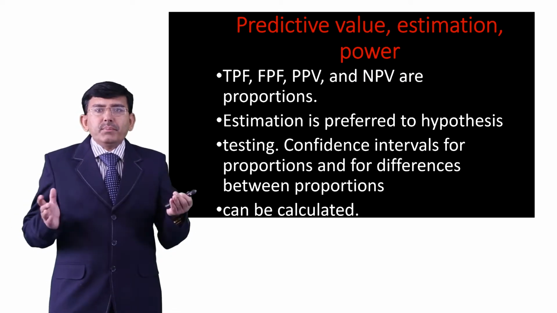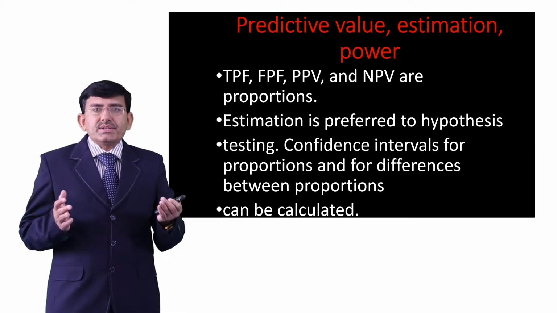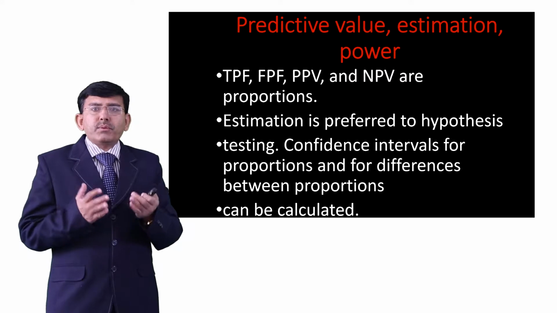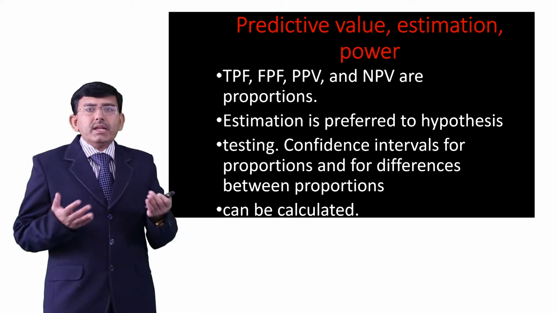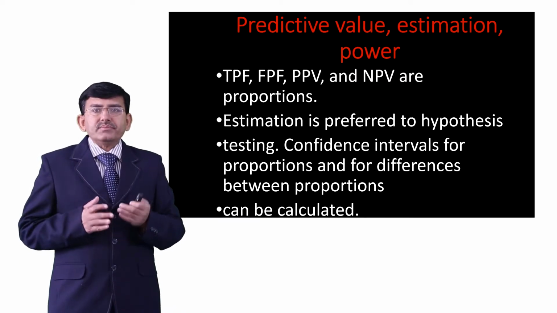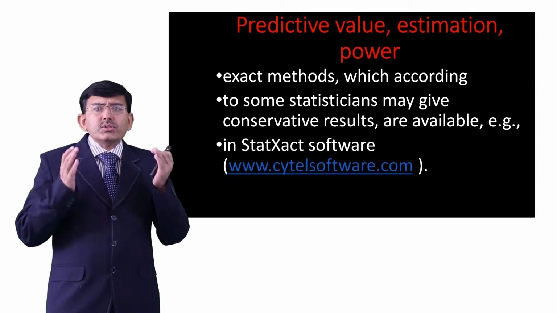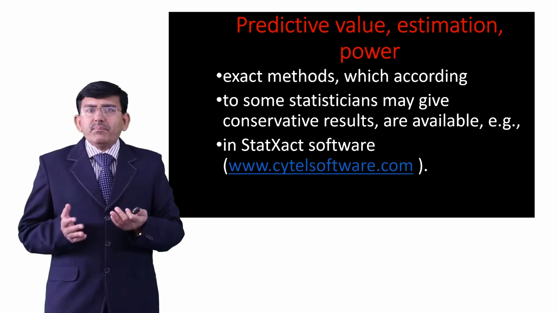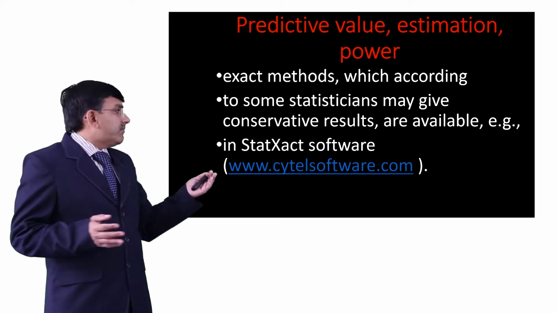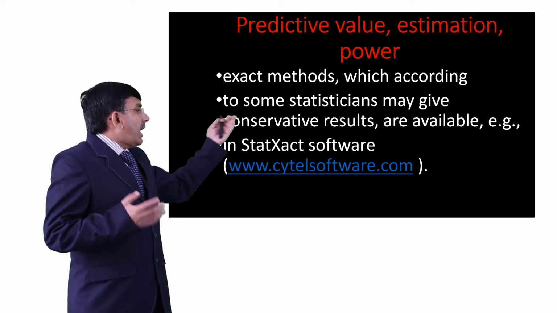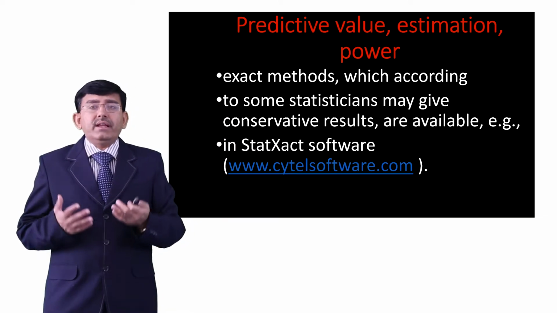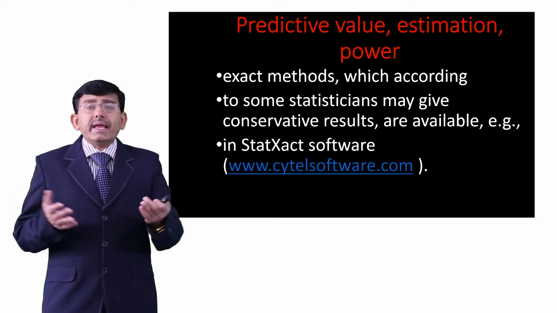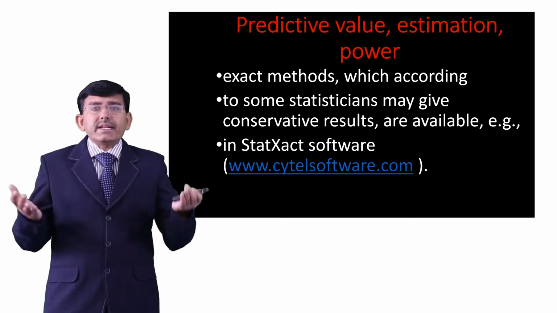TPF, FPF, PPV and NPV are proportions. Estimation is preferred to hypothesis testing. Confidence intervals for proportions and for differences between proportions can be calculated. Exact methods, which according to some statisticians may give conservative results, are available, for example, in StatXact software. One can follow this particular link to have a detailed exploration of this software, which is very effective and very good for data collection and grading of the diabetic retinopathy subjects.